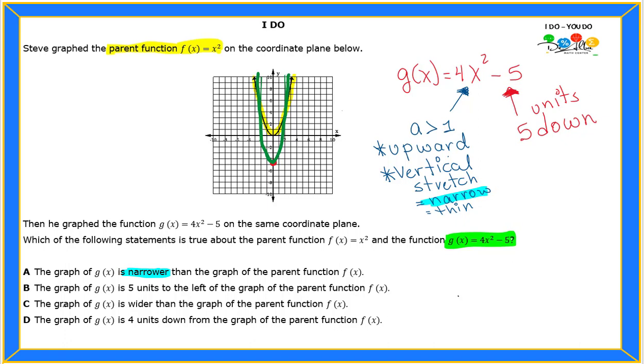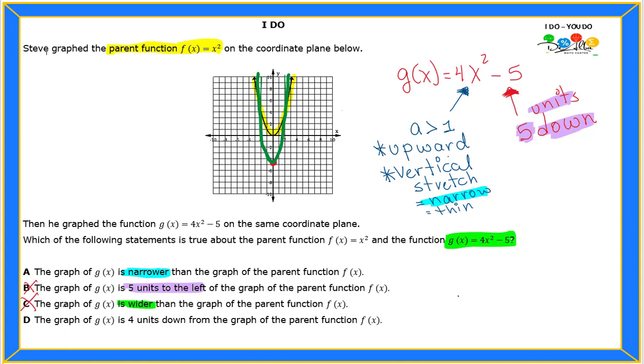Let's go to letter B. It says 5 units to the left. Is that true? Did we go 5 units to the left? No. If anything, we said it was going to be 5 units which way? Down. Exactly. So no, I don't think B is correct. Letter C. The graph of g of x is wider than the graph of the parent function. Did we say that it was going to be wider? We said it was actually going to be thinner. So no, that's not correct either. Cross it out.